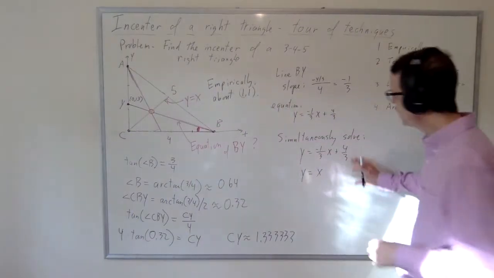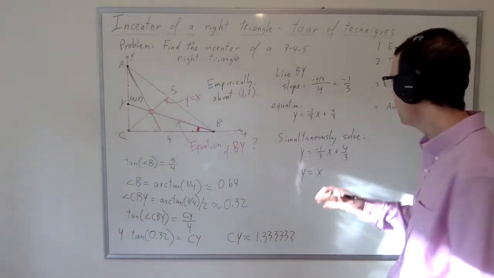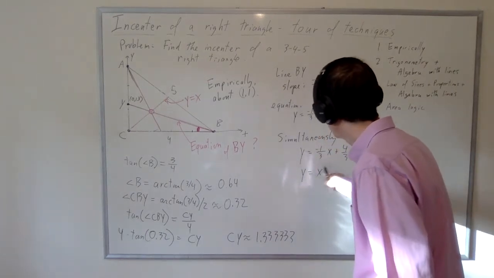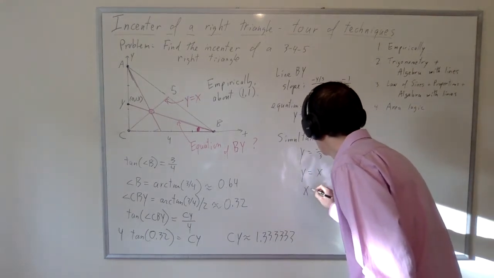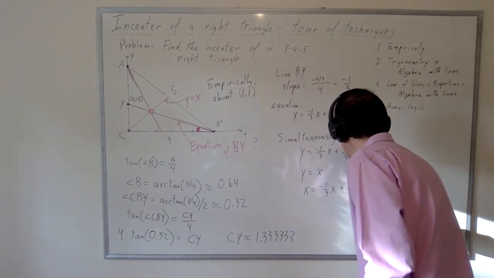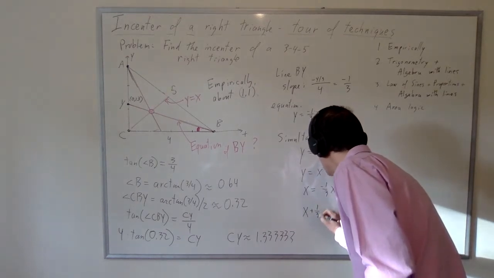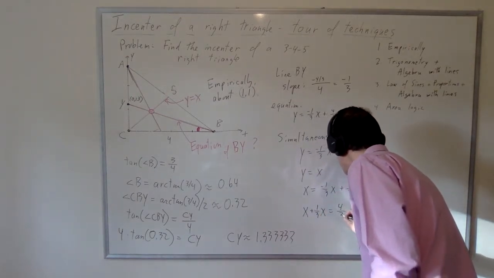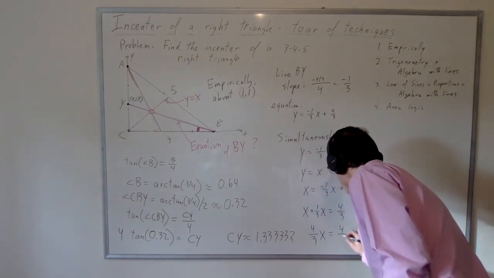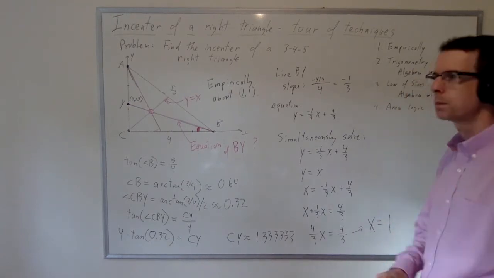So here we need to simultaneously solve these equations. And because this is just an algebra problem now, I'm going to do this fairly quickly. Since these are both equal to y, I'm going to set them equal to each other and solve for x. So x equals -1/3 x plus 4/3. I'm going to add 1/3 x to both sides. x plus 1/3 x equals 4/3. x and 1/3 x is 4/3 x. So 4/3 x is 4/3. And finally, I get x equals 1.